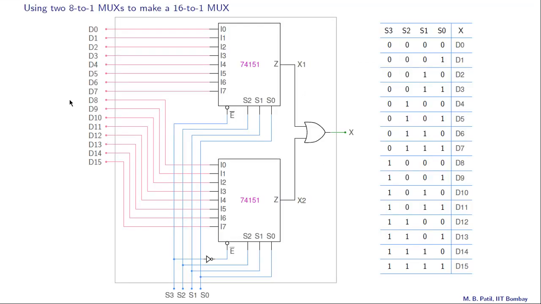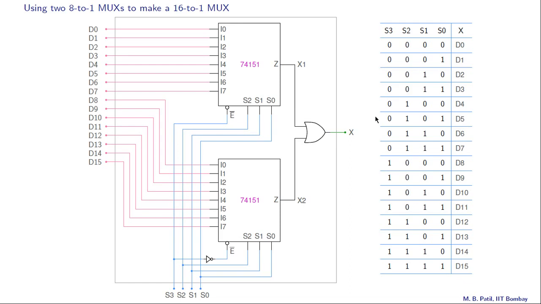Let us now take up this problem in which we have two 8-to-1 multiplexers and we want to make up a 16-to-1 multiplexer using these two. So here is the 8-to-1 mux 74151. It has got 8 input lines I0 to I7, 3 select lines S2, S1, S0, and it also has an enable pin, and this enable pin is active low. That is why it is denoted by E bar. So we have two of these, and using these two we want to make up a 16-to-1 multiplexer. So let us see how to go about doing that.